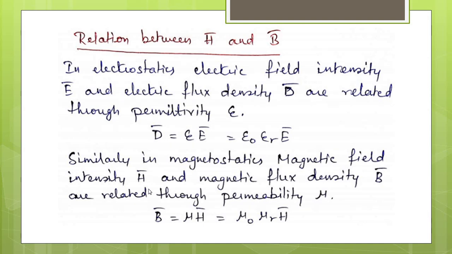The relationship between the magnetic field intensity H and the magnetic flux density B is B is equal to mu into H, where mu is the product of mu naught and mu r. Mu naught is the permeability of free space and mu r is the relative permeability. These terms are similar to the terms used in electrostatics, where epsilon naught is the absolute permittivity and epsilon r is the relative permittivity. So this is the relationship between magnetic flux density and the magnetic field intensity.